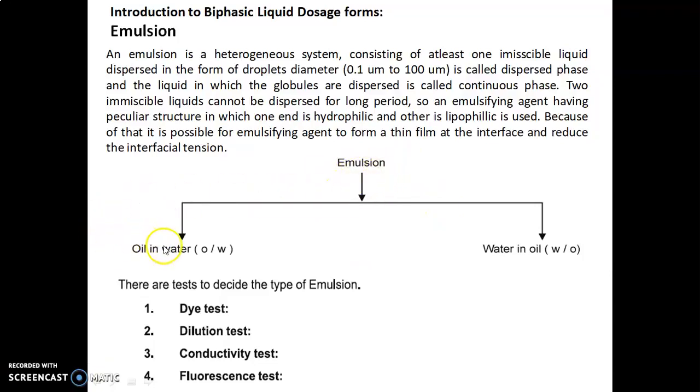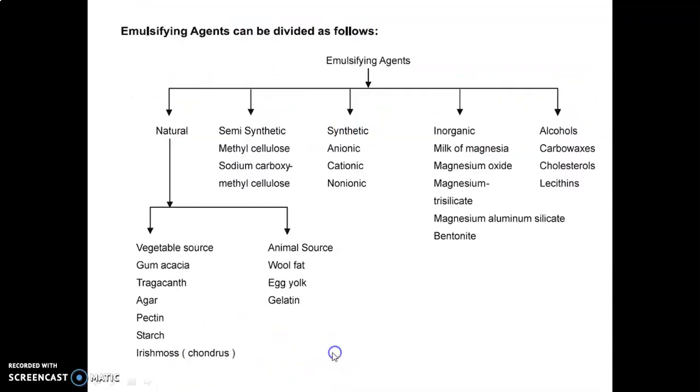The simple classification is oil in water, O/W type, and water in oil, W/O type. In this oil in water, O/W type, oil is the internal phase while water acts as the external phase. While in the water in oil type, W means water, which is the internal phase, while oil is the external phase. There are tests to decide the type of emulsion. There are a total of 4 tests: the dye test, dilution test, conductivity test, and fluorescence test.